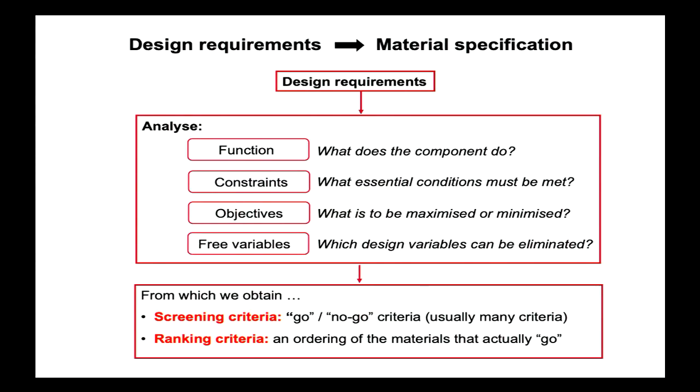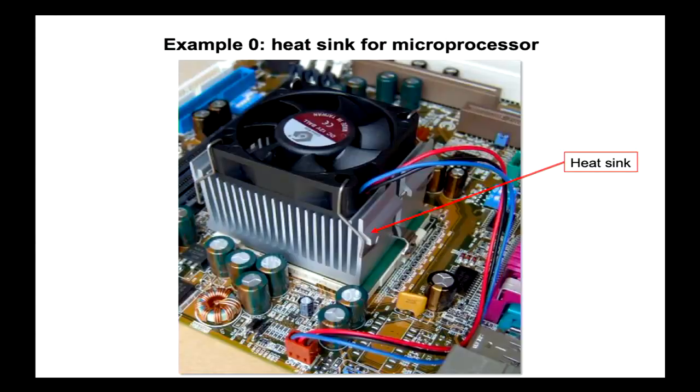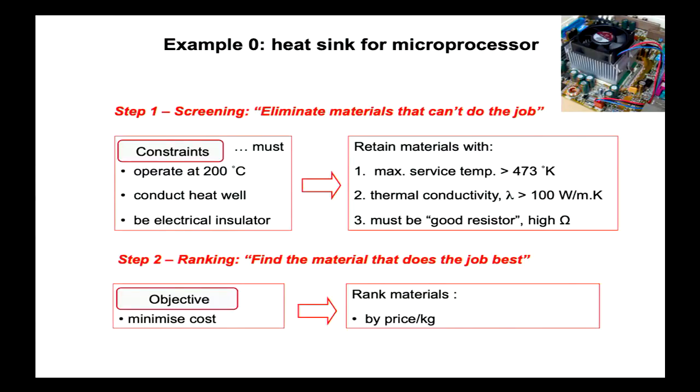Objectives, and what variables are free and not really relevant to the problem at hand. And then we can do a screening of go, no-go criteria, what's important, and we can do some ranking. Which materials are actually important? Let's start with heat. Why not? Heat sink. We've got our fan, we've got our circuit board, microprocessor. Now, this is a snapshot of that very process. We eliminate the materials that can't do the job, and then we find materials that do the job best.